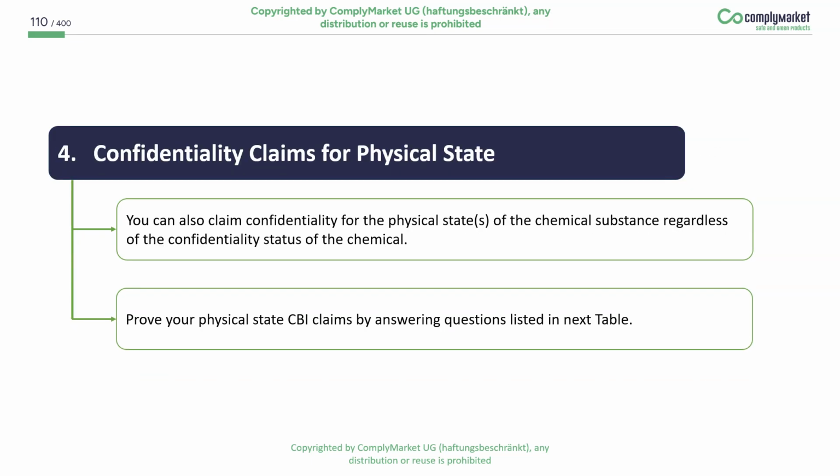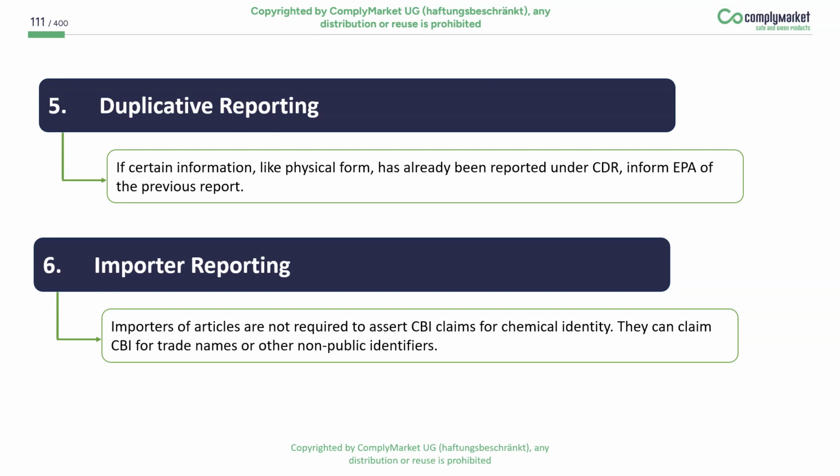You can also claim confidentiality for the physical state of the chemical substance and prove your physical state CBI claim by answering the questions. There will be a table coming soon to show you which questions you have to answer. If you have reported information under the CDR, you have to share it with EPA. Importers of articles are not required to assert CBI claims for chemical identity. You can claim CBI for trade names or other non-public identifiers.